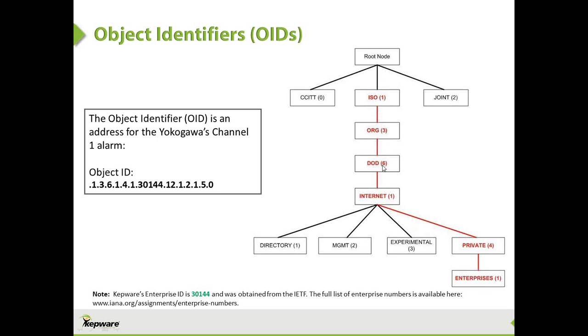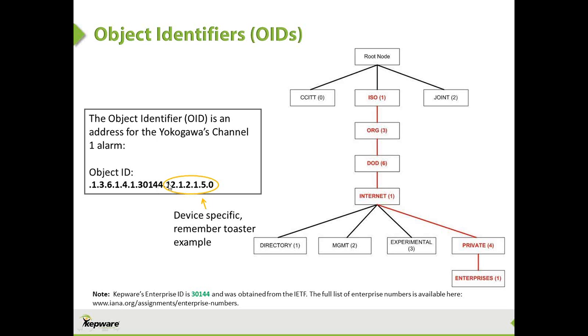So 3 is organization, 6 is Department of Defense, 1 is Internet, 4 is private, 1 is enterprises. Now 3144, that's an enterprise ID. 3144 is Kepware's enterprise ID. So this is never going to change. It's 1.3.6.1.4.1. This will change depending on the device manufacturer, the software manufacturer. And then this is where we get into actually device-specific information.